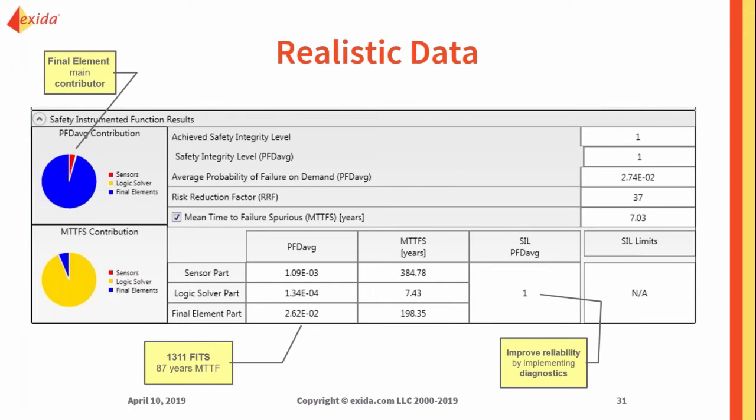Remember, this is a 1 out of 1. We can introduce redundancy, we can add no diagnostics, we can implement diagnostics. There are still things that you can do to get back to that SIL 2, so don't freak out. But look back at that pie chart. Now it's showing that the final element is the main contributor to the PFD average. That makes a lot more sense with what we typically see.